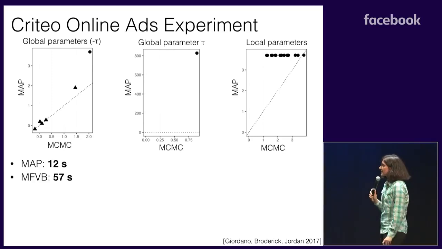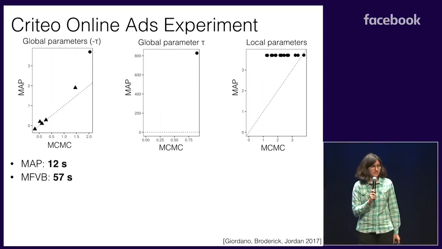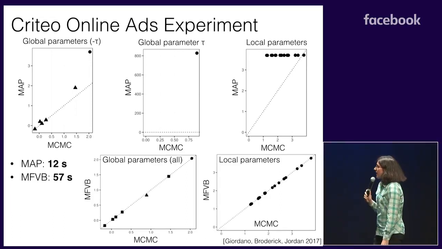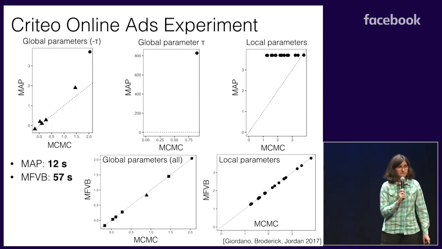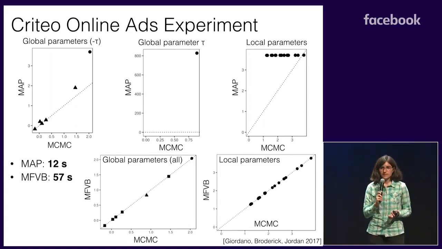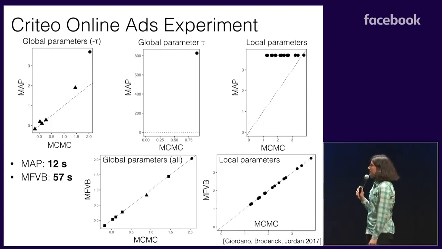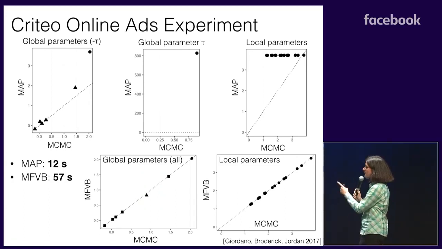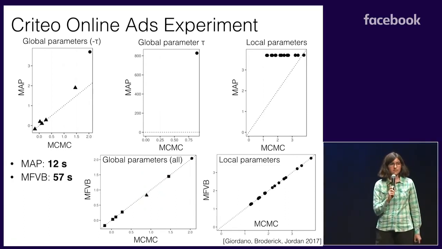By contrast, in this case, mean field variational Bayes takes just 57 seconds. That's pretty fast. And we get great estimates of the mean. Here we're looking at all the global parameters. Now they're on the same plot because they can be. We look at this x equals y line. We look at the Markov-Chain-Monte Carlo estimate versus the mean field variational Bayes estimate, and it's looking really great.